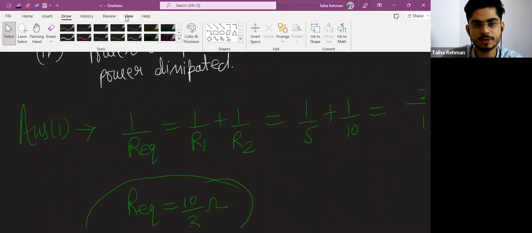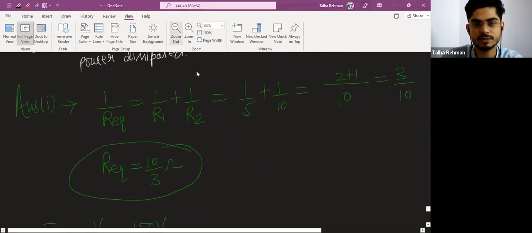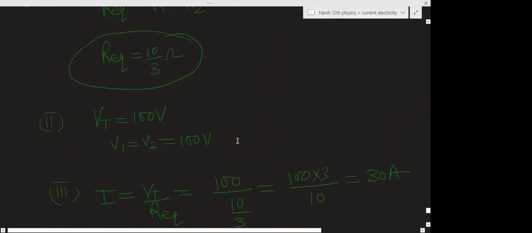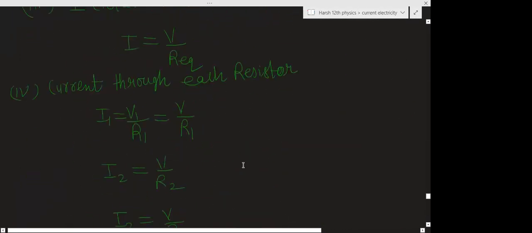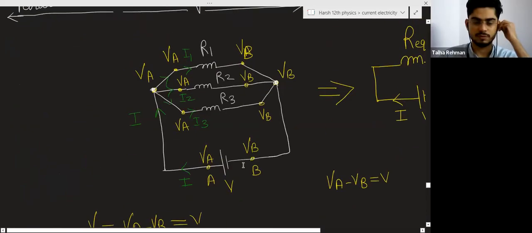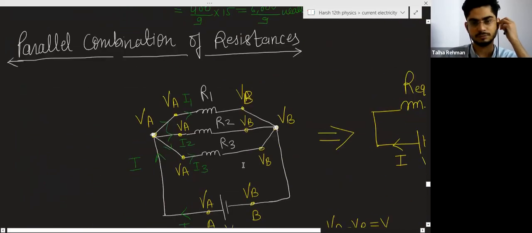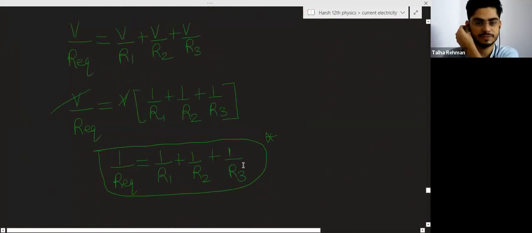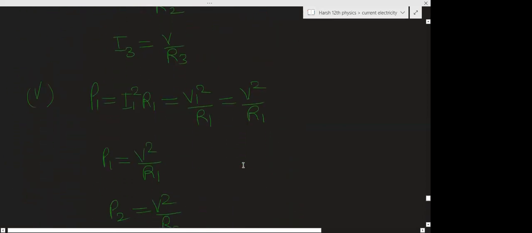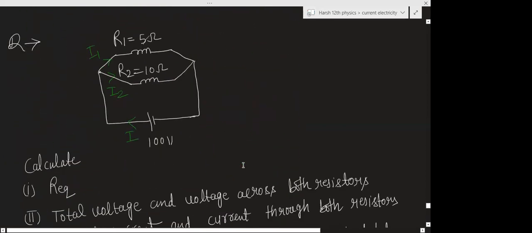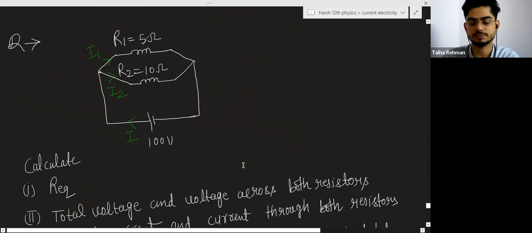What was the last topic? What was the last topic? Please tell. Sir, it was parallel combination of resistance. Okay, very good. So parallel combination of resistance we have completed, and we have solved one question also.